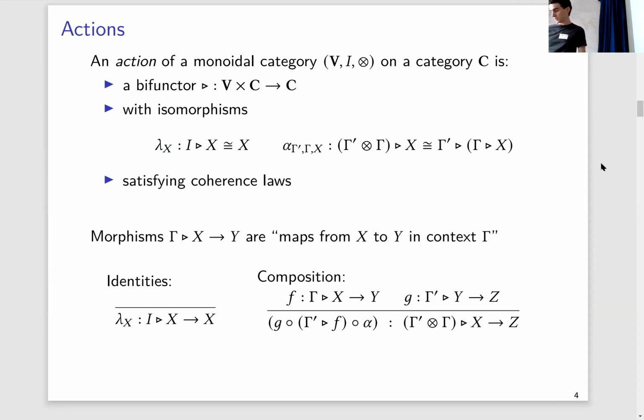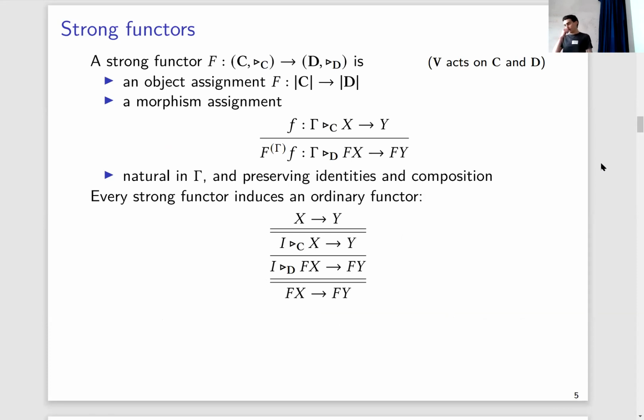Okay, so now what is a strong functor? If V acts on two categories, C and D, then a strong functor from C to D is an assignment on objects. So given any object of C, we get an object of D. And then given any map from X to Y in context gamma, we want a map from f of X to f of Y in context gamma. And this would require it to be natural in gamma and to preserve identity and composition in the sense that I had on the previous slide.